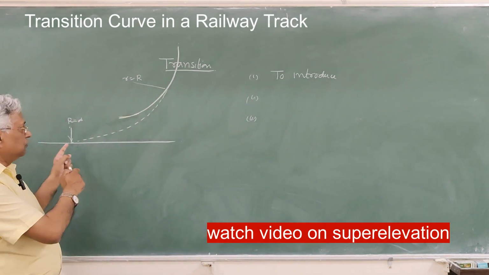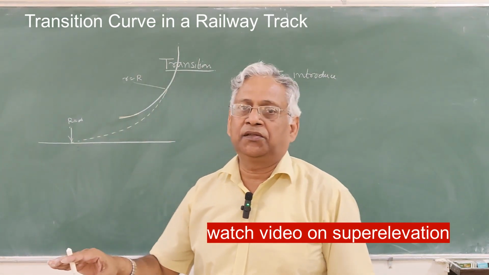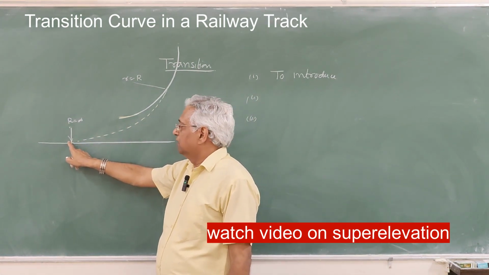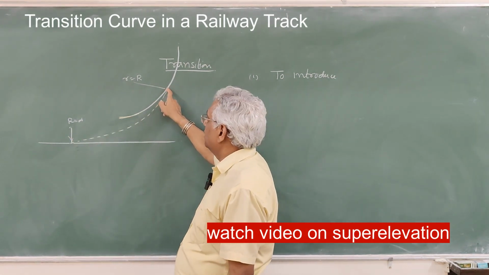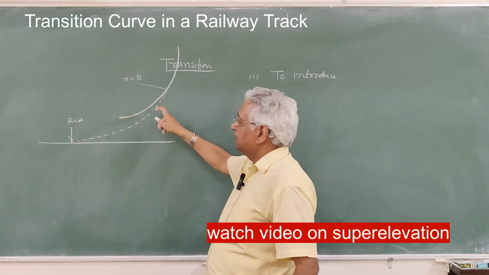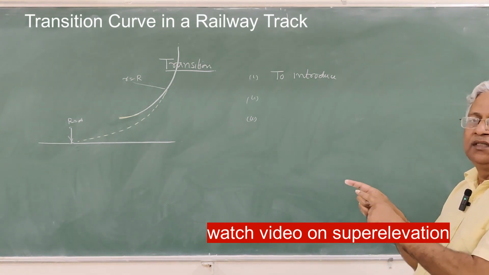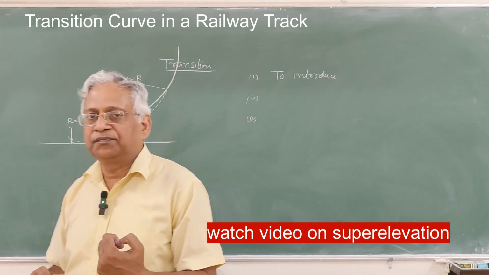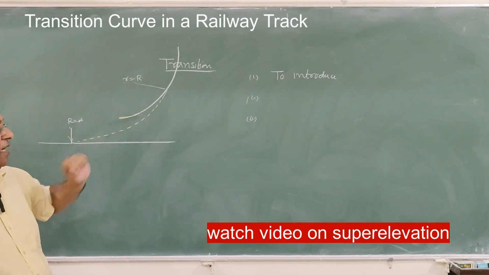Second, to introduce the super elevation in the track at a uniform rate. Here the track doesn't require any cant because R is infinite, but here you need full cant. And therefore at this point, the circular curve should have the full cant, and between these two points there is a uniform increase in the cant. And when you achieve these two, the third objective is automatically achieved, that is, to provide comfort to the passengers. So these are the three objectives of providing a transition curve in a railway track.